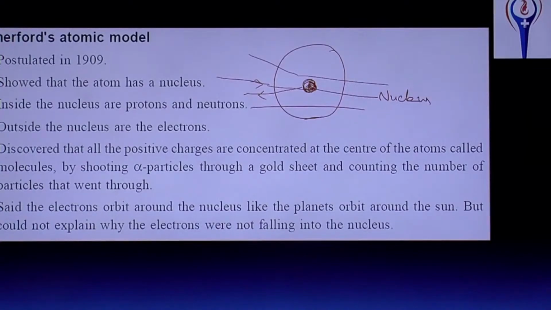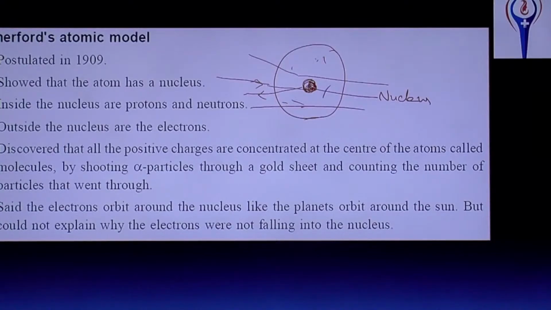He showed that the atom contains a dense region, which is called the nucleus. Inside the nucleus, protons and neutrons are present. Not only protons, neutrons, which are neutrally charged particles, are also present inside, as said by Rutherford. Outside the nucleus are electrons. Electrons are revolving around the nucleus.